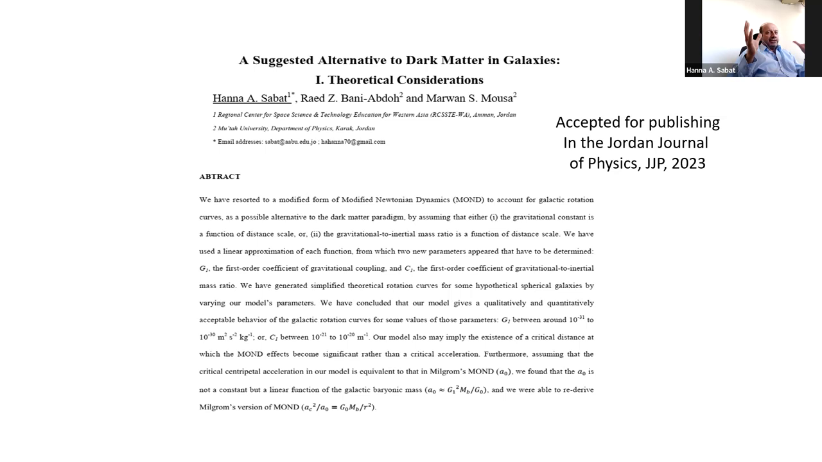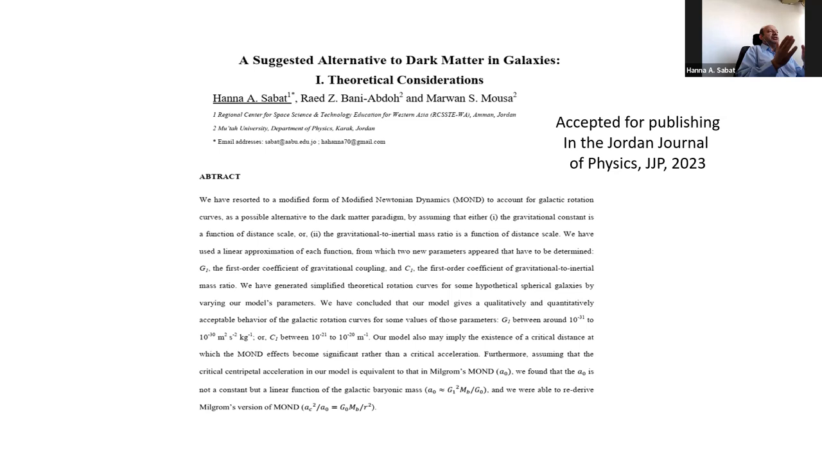We have resorted to a modified form of modified Newtonian dynamics, or MOND, to account for galactic rotation curves, as a possible solution or alternative to the dark matter paradigm. We did that by assuming that the gravitational constant G is a function of distance or scale, which means G varies locally. It's the G that we know, 6.67 times 10 to the power of negative 11, et cetera, in SI units. But if we go to a very large scale, it starts to deviate. Of course, this is a phenomenological model, by the way. I mean, we gave no theoretical explanation why this is the case.